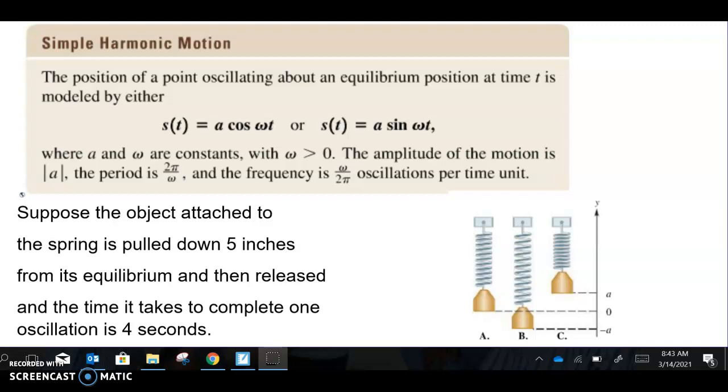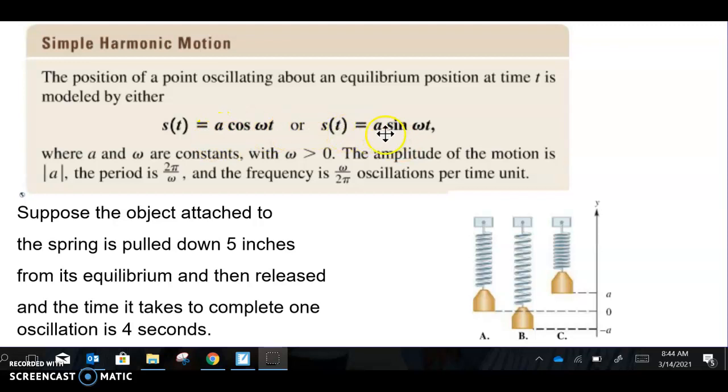Those of you that had physics may have had this equation before, but the position of a point oscillating about an equilibrium position at time t is modeled either by cosine or sine, depending on where you start. Cosine starts at 0, 1 and sine starts at 0, 0. If you start somewhere other than the equilibrium point, you model it by cosine. But if you start right at an equilibrium point, then you model it by sine.